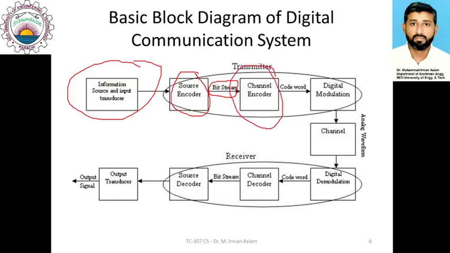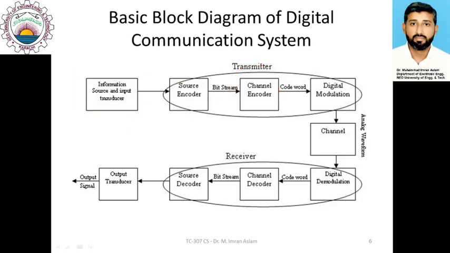The next block is the channel encoder. The channel encoder is actually a block which generates some error detection or error correction capability in the digital communication. So basically what it does, it takes the information which is coming from the source encoder and it adds some non-information bits, which are commonly named as parity bits.